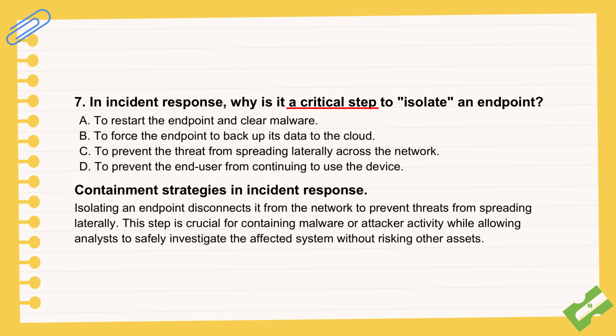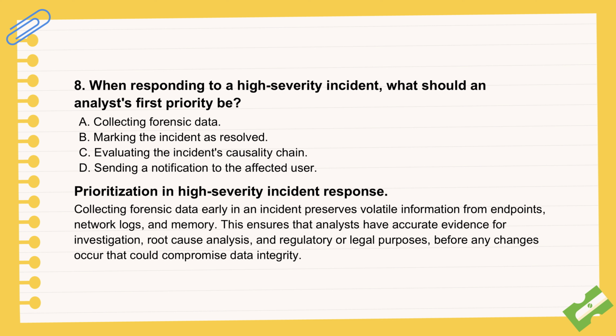That makes sense. Containment first. A crucial first line of defense. But let's scale up the scenario. What about a high-severity incident? We're talking a major breach, maybe involving sensitive data, or a critical system compromise. In that kind of really critical situation, what should an analyst's absolute first priority be?